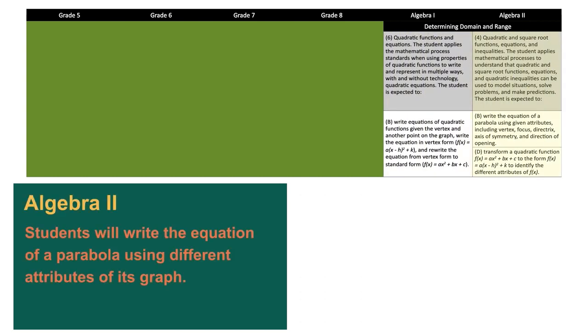In Algebra 2, this is the basis for writing the equation of a parabola using attributes such as its vertex, focus, directrix, axis of symmetry, and direction of opening. In Algebra 2, this is also the basis for transforming a quadratic function in standard form into vertex form in order to identify different attributes of the function.